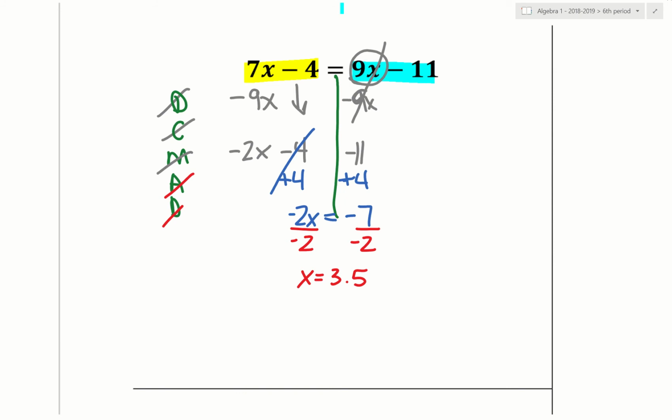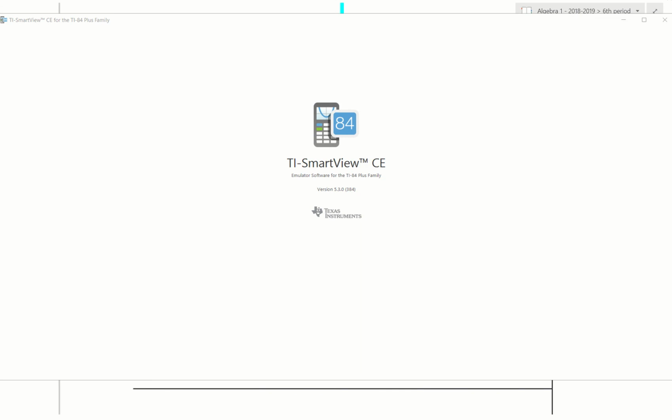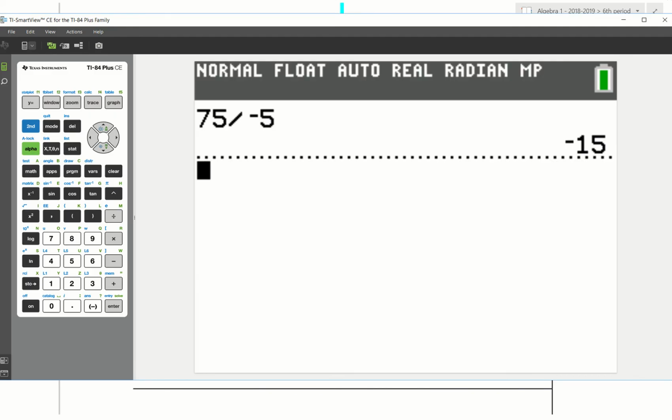In your y2, you're going to type in 9x minus 11. The x is right next to your alpha button, which is the green button. So that's what you're going to type in.